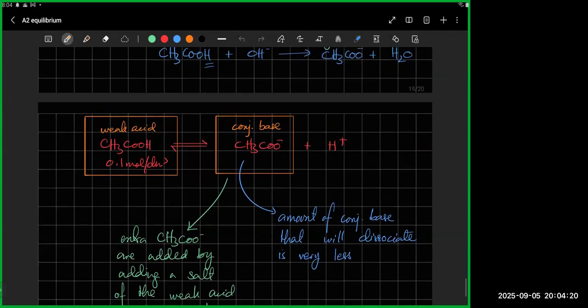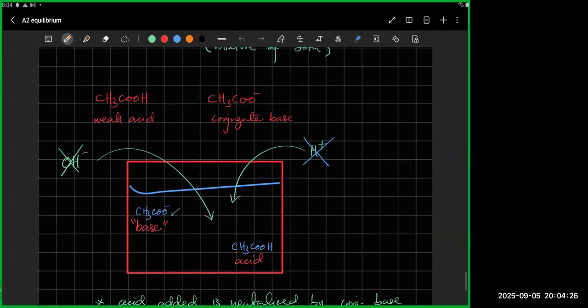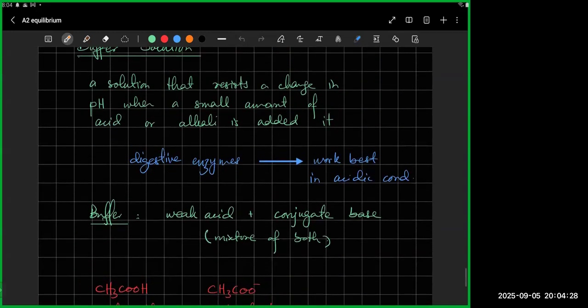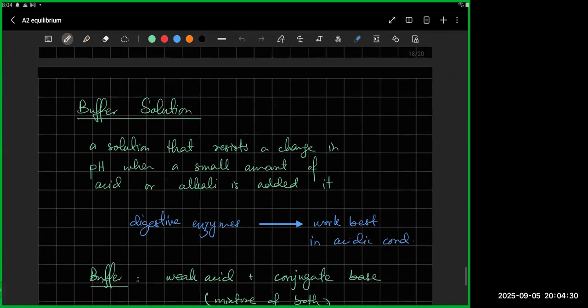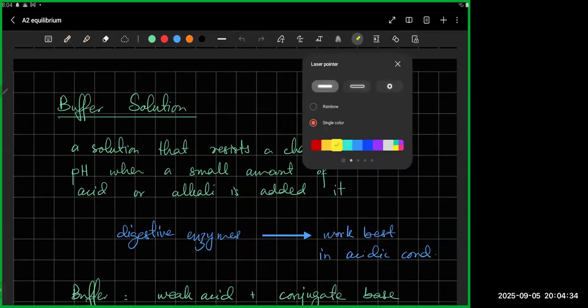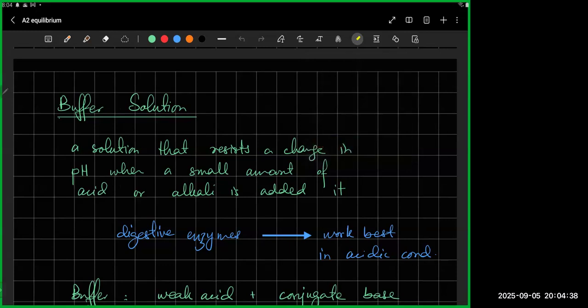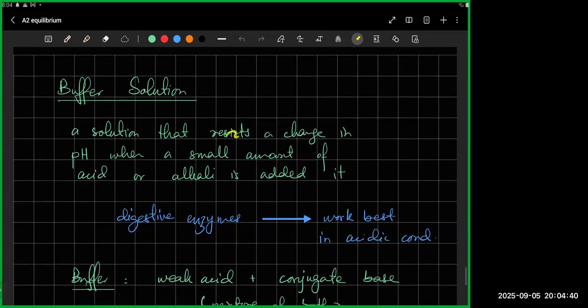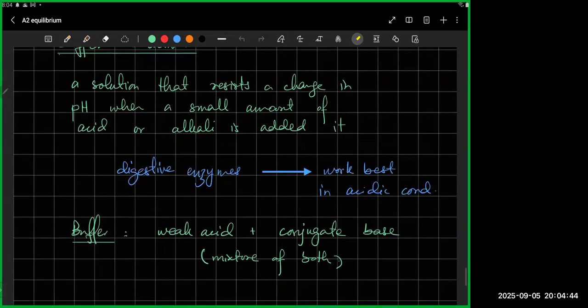So last time, the recap, which is that I explained to you what buffers were, right? I explained to you what a buffer solution is. I told you that a buffer solution is something that is going to resist a change in pH when a small amount of acid or alkali is added to it.